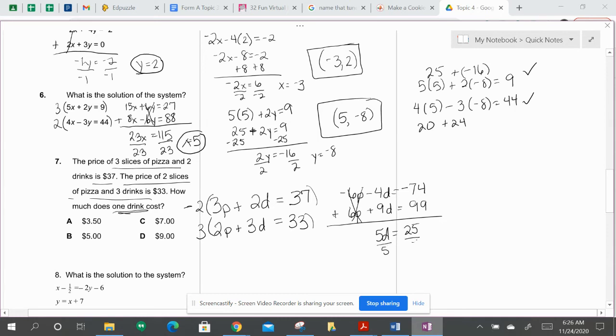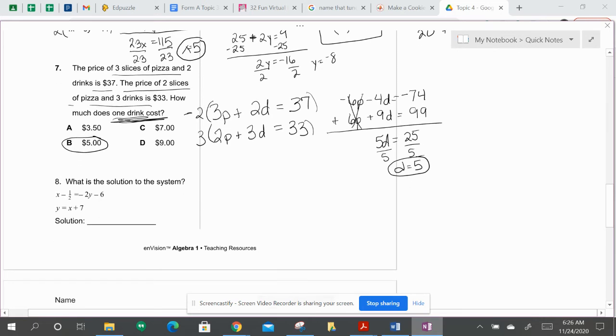So dividing each side by 5, I now get d is equal to 5, which tells me a drink costs $5. Because this asks just for the cost of the drink, I can stop right there. I don't have to figure out how much a slice of pizza costs in this particular problem.